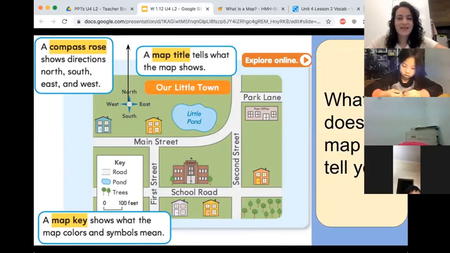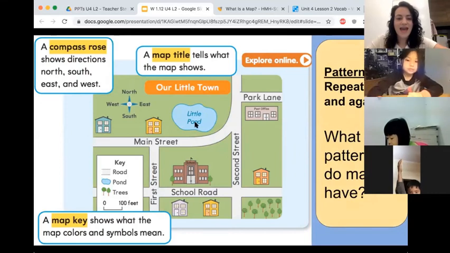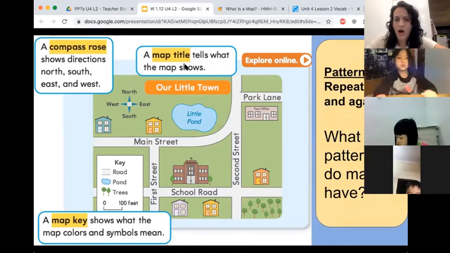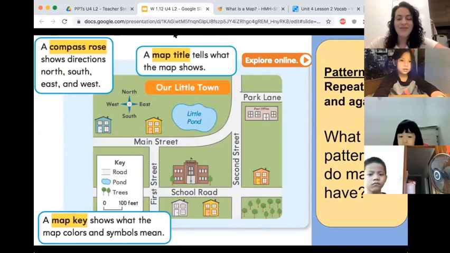So that's how the needle on the compass works. All right, skip this. Patterns: things that repeat again and again and again. What patterns do maps have? Elsa, can you tell me what's something that all maps have? What's a pattern of maps? All maps have a map title, compass rose, and map key. Excellent. Those are patterns. Great job.